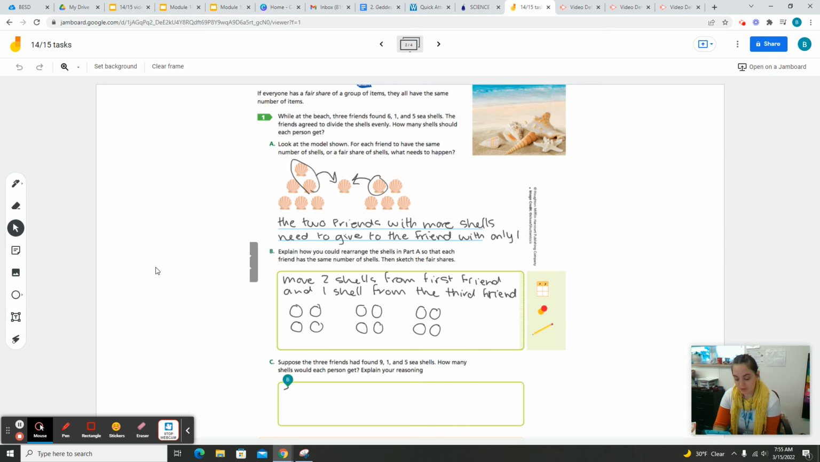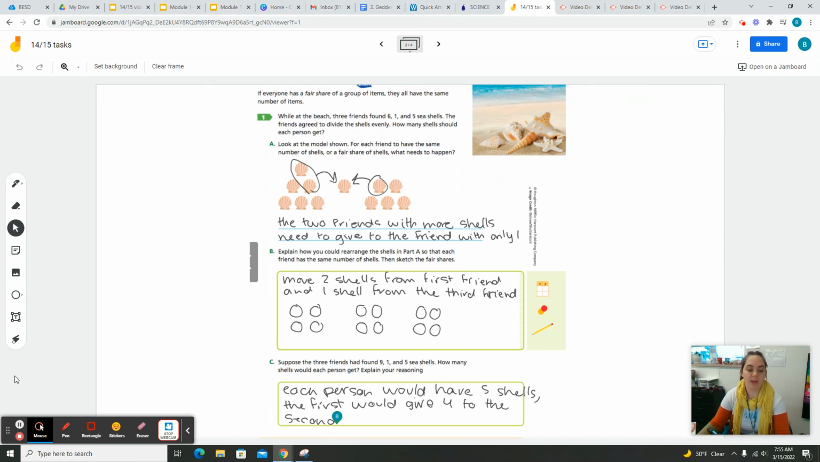So each person would have 5 shells because the first would give 4 to the second. And that will be finding the fair share.